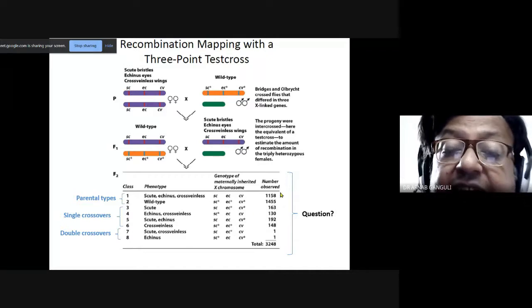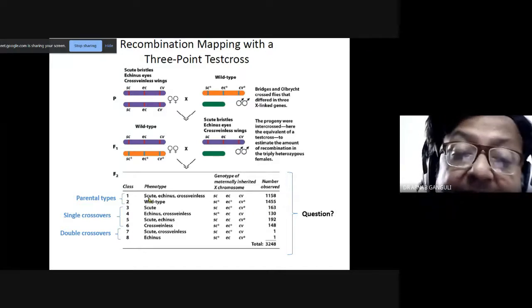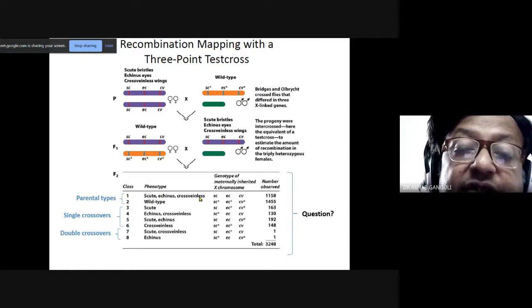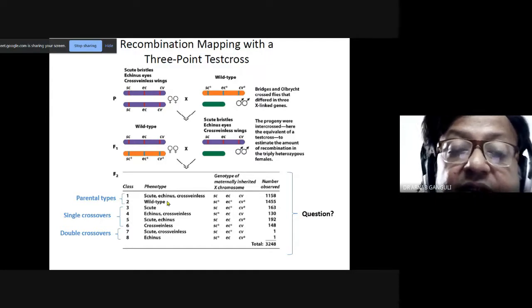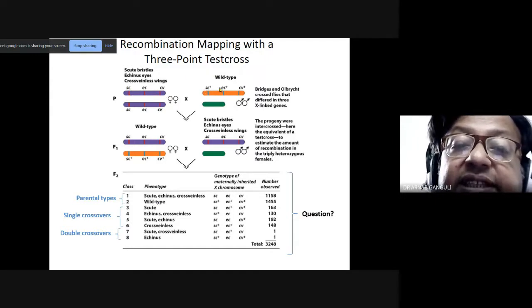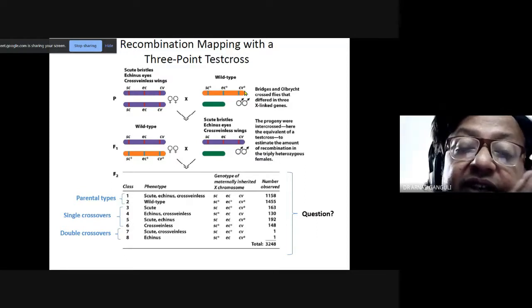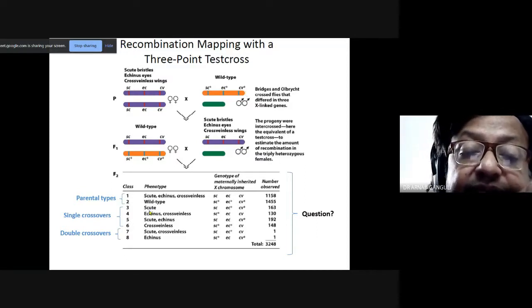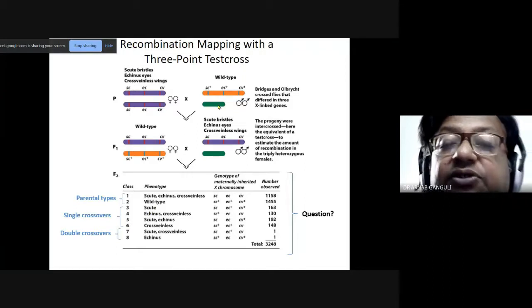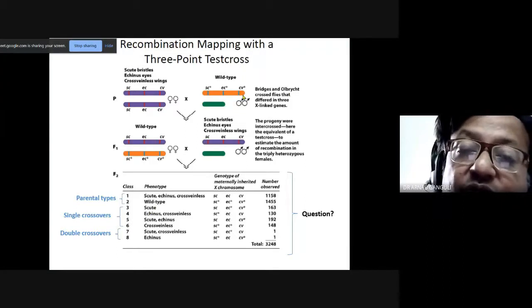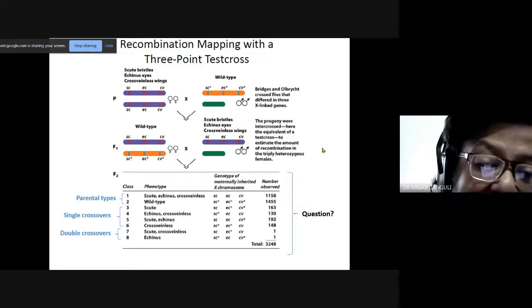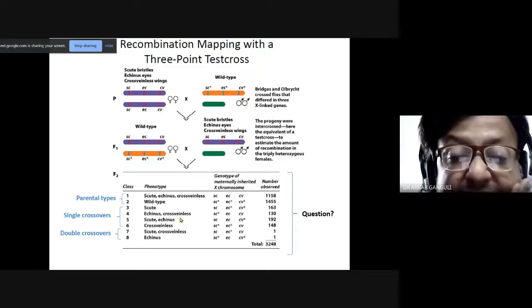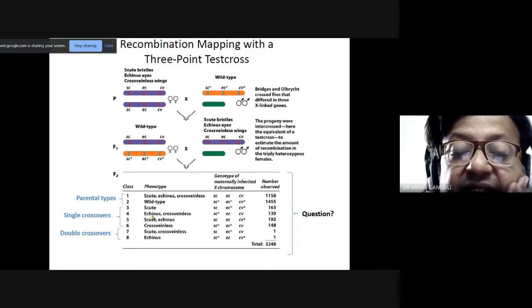So parental types, maximum, you will find out, okay, these are the parental types: scoot, echinus, cross veinless. Immediately you will draw this diagram. SC, EC, CV. Wild type, you can draw SC, EC plus, CV. You'll immediately draw this diagram. You can draw a second one also, but that's not needed. Just draw one, and you can see a crossover over here. And from these figures, you can draw the map.